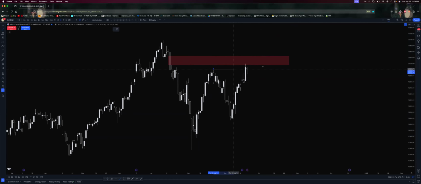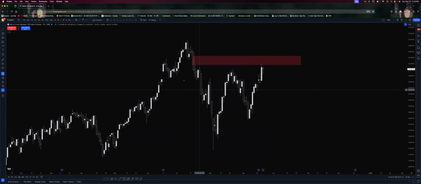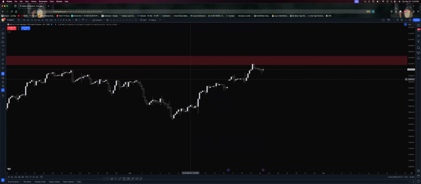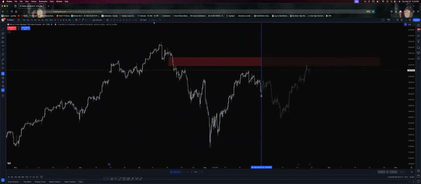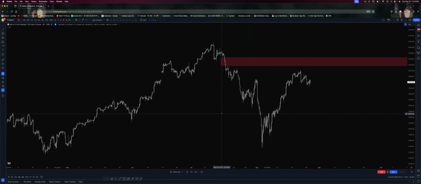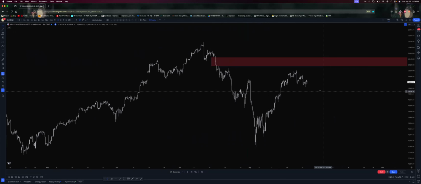If it's like where we currently are, this could just be called a manipulation. This is a weak break of structure, but this is still a break of structure because we have a body close above. Okay, but wanting to go to where we were, let's go to replays. Where's the replay?